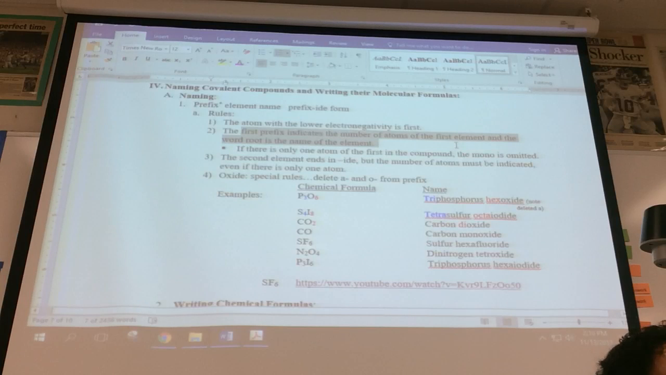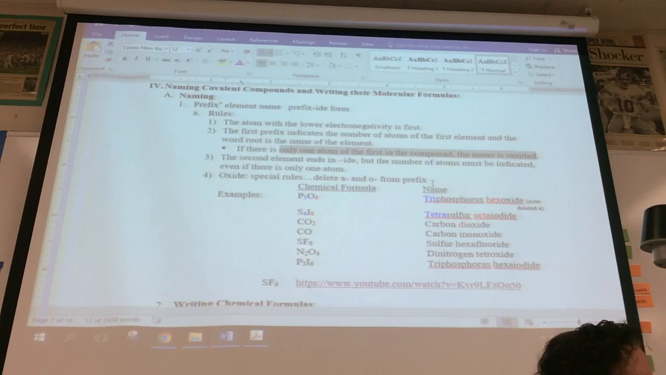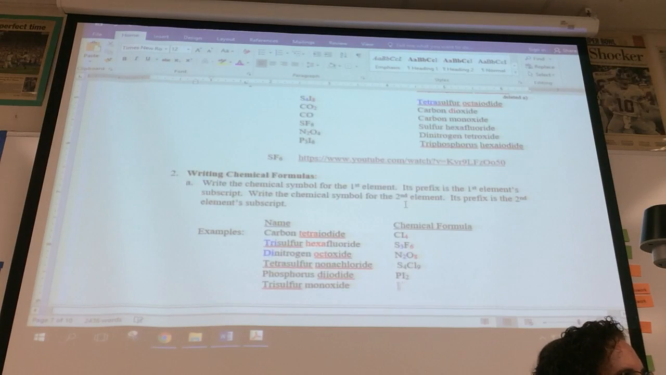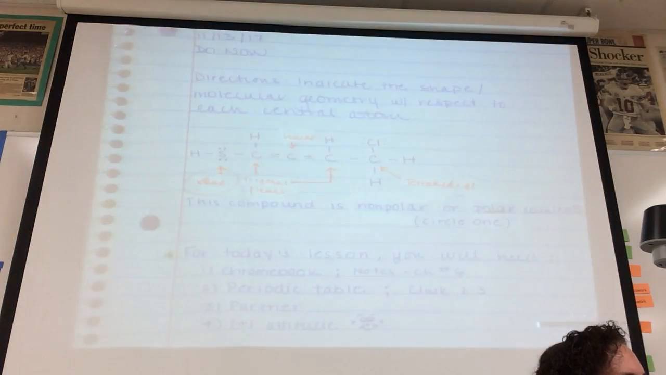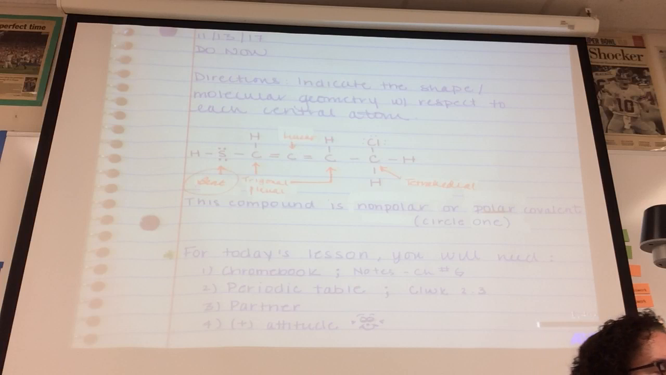The first prefix indicates how many atoms you have of that first element. The word root is the name of the element. Be careful, if you only have one of the first, you never, ever start a compound name with mono. What is the gas that you exhale? Carbon dioxide. And so with carbon dioxide, you never start with mono. You just write carbon dioxide.